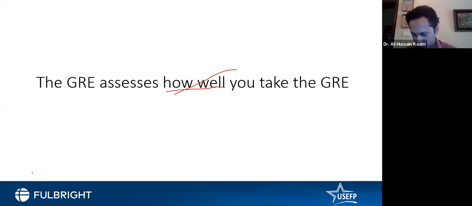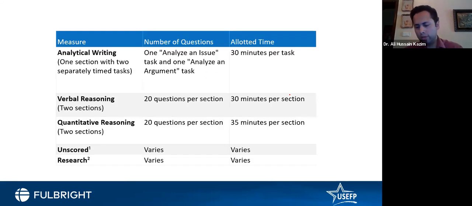Okay, moving on. So what are the different sections in the GRE exam? It has the analytical writing section, verbal reasoning section, quantitative reasoning section. So these are the different sections that it has.